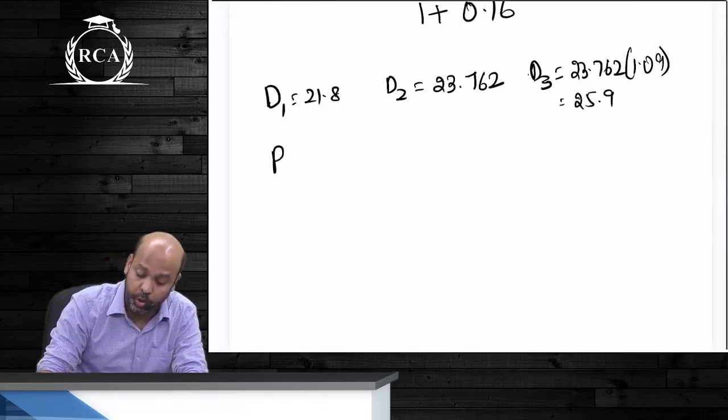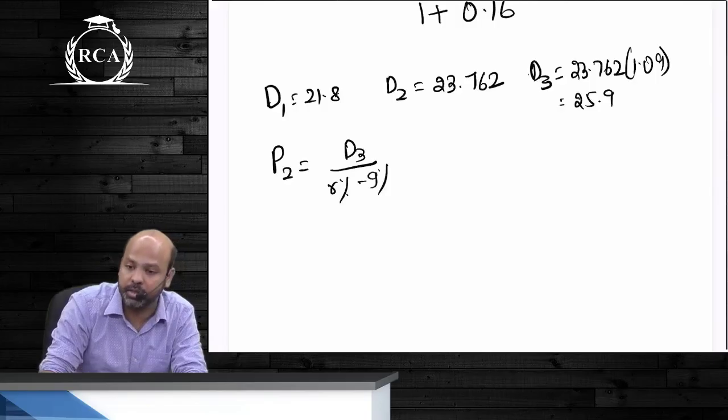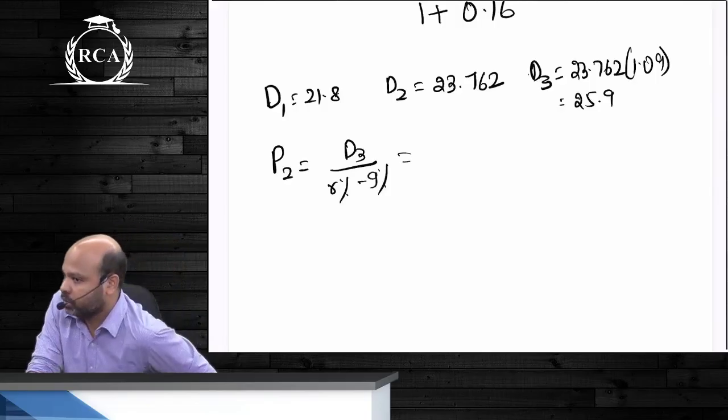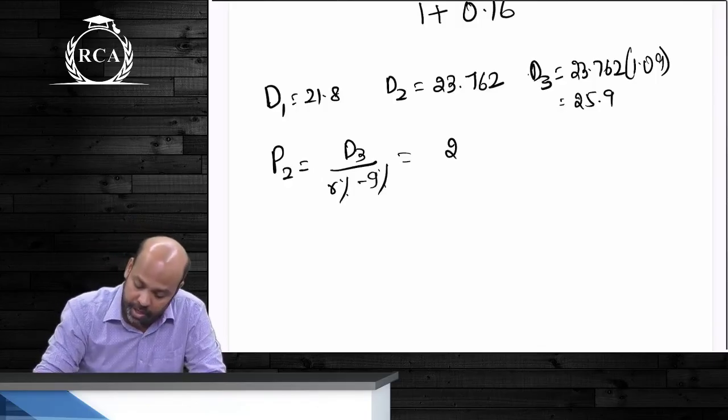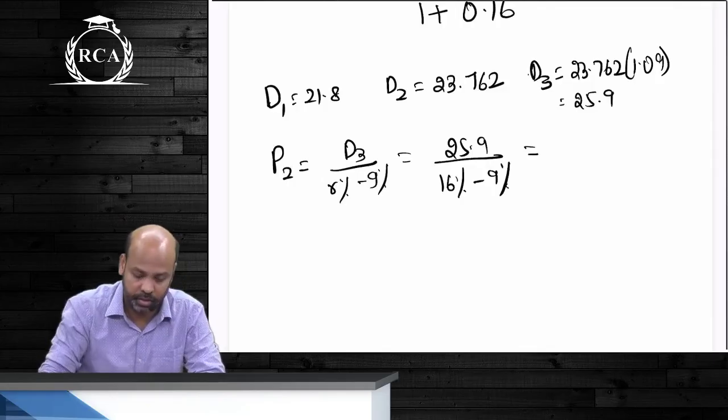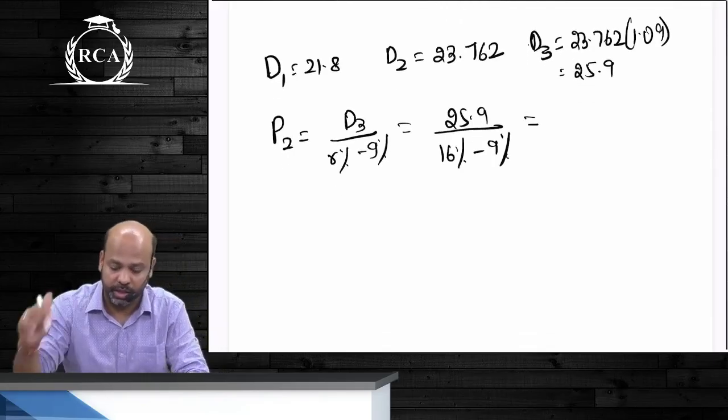If I want to compute P2, guys, will that become D3 by R% minus G%? Yes or no? So that will be 25.9 divided by 16% minus 9%. Use the calculators.